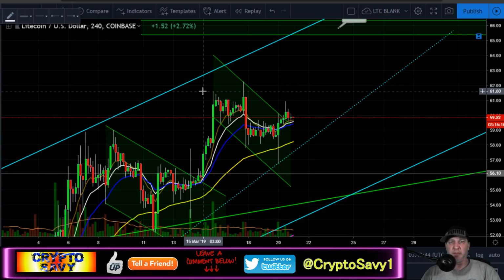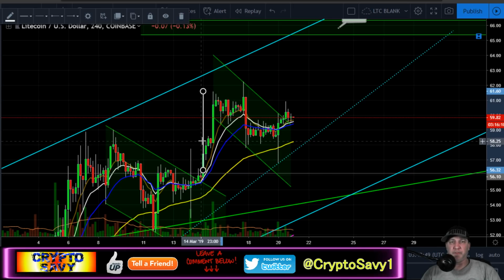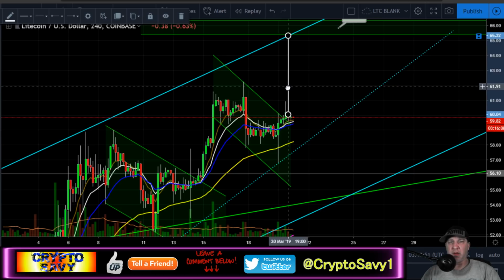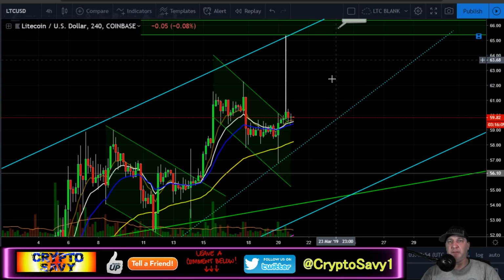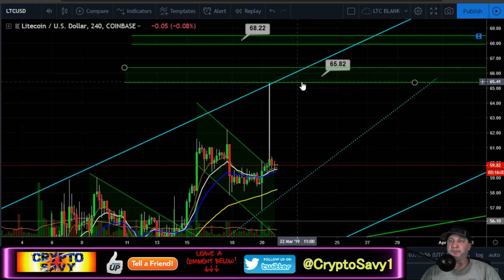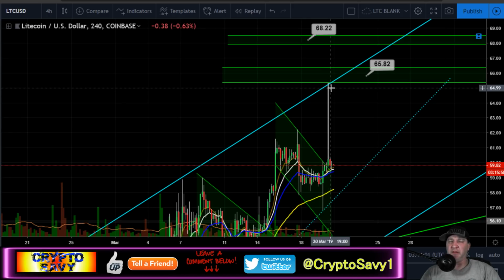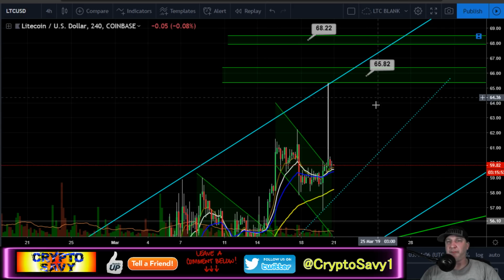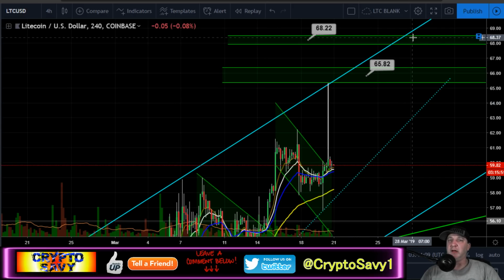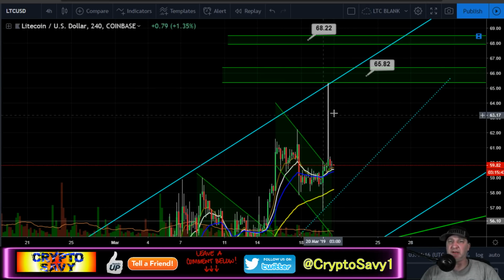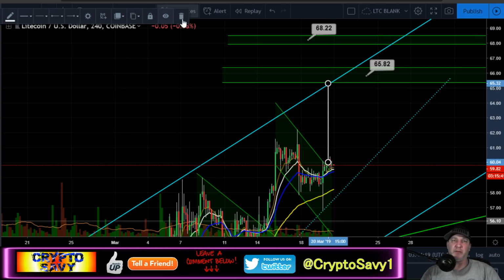And we'd measure the flagpole right here to where we broke out and put it up to where we broke out of the flag. And that's what gets me up to the $65 range. And if you notice, I have this channel drawn here, and that brings us right up to that channel. Now, we could still go to the 62. Obviously, we could print another bull flag coming down here and then coming up to the $68 range. But as of right now, guys, I am looking at the $65 to $66 area for our next target before a correction.